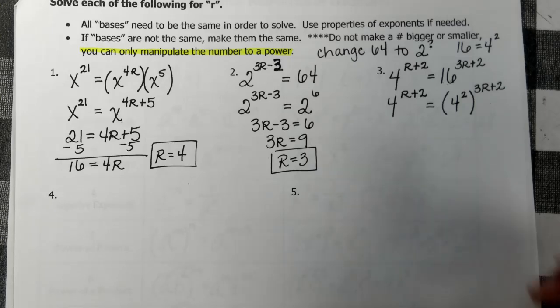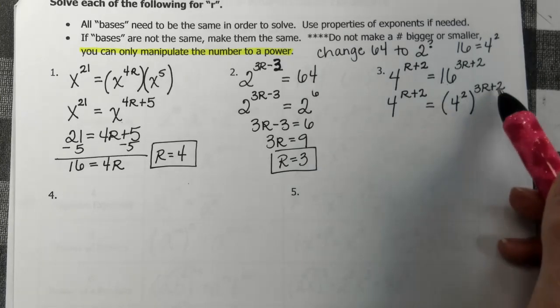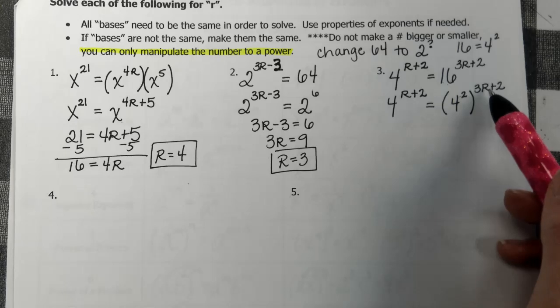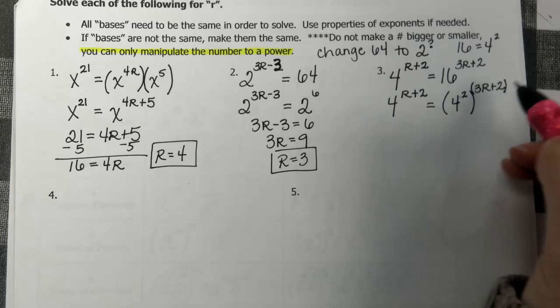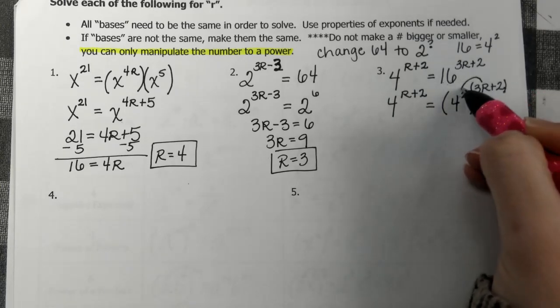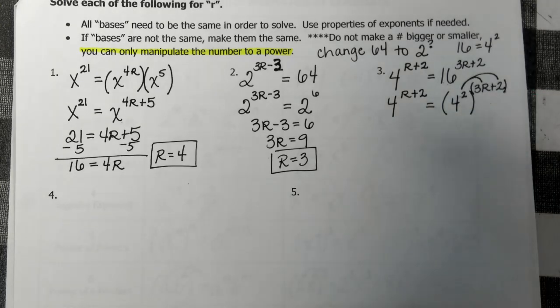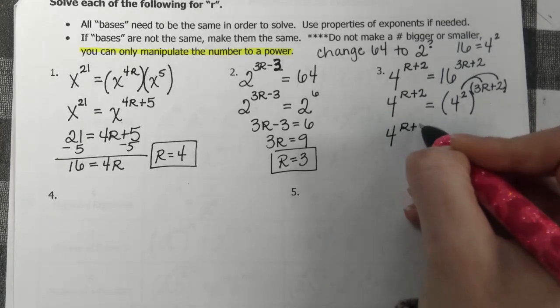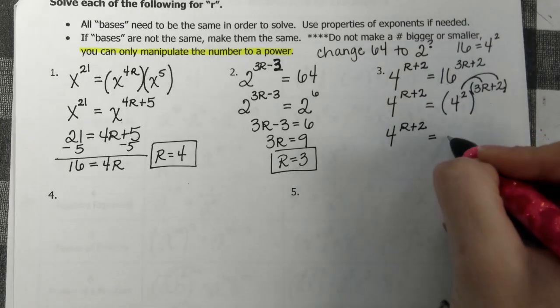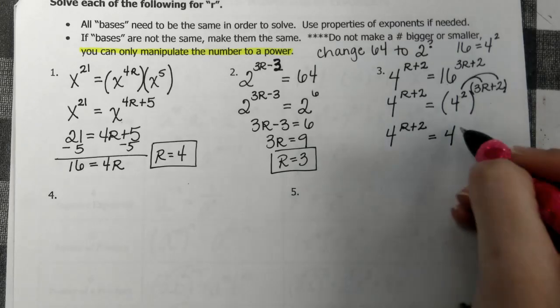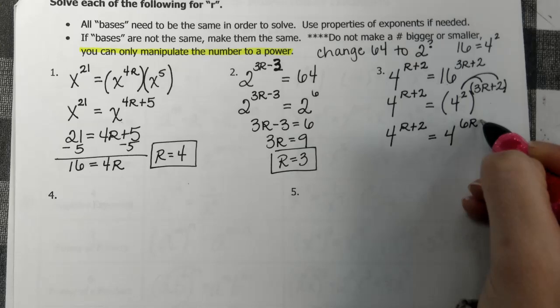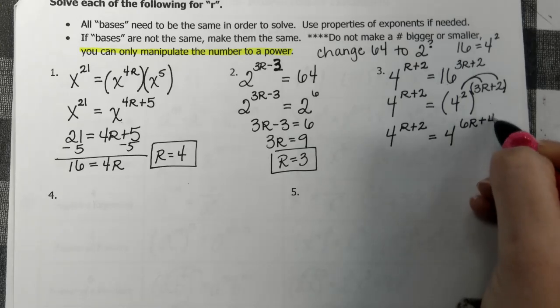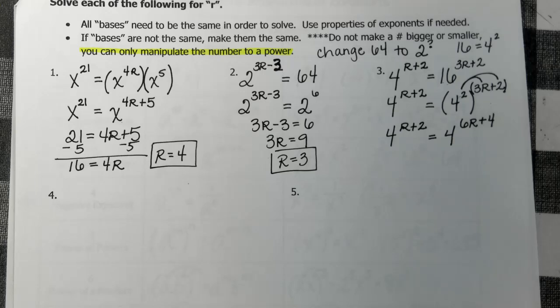Okay. Now, what do you notice when you have an exponent raised to an outer exponent? What do I have to do there? I have to multiply. When I multiply, I have 2 terms. So I'm multiplying 2 times 3r and 2 times 2. Okay, so I've got 4 raised to the r plus 2 power equal to 4 raised to the what power? Plus 4. 6r plus 4. Very good. Now do I have like bases?